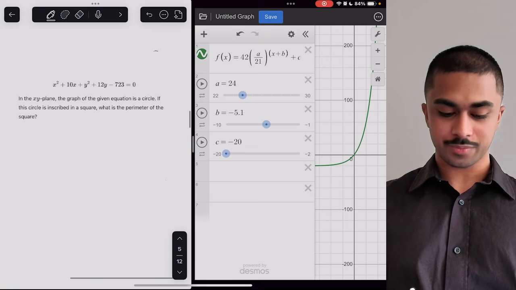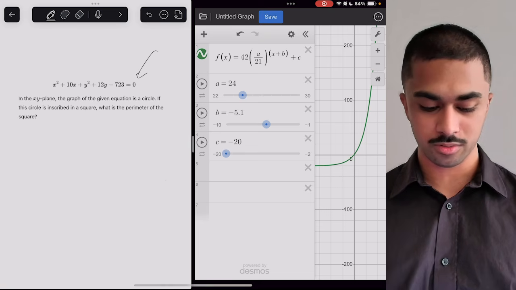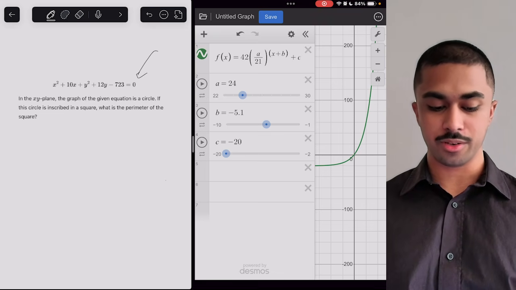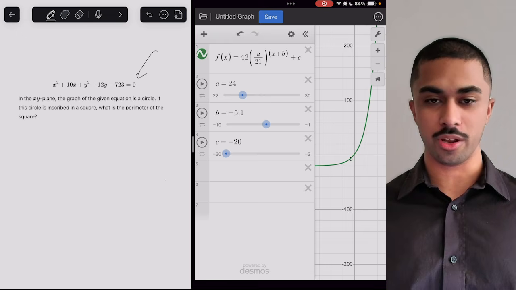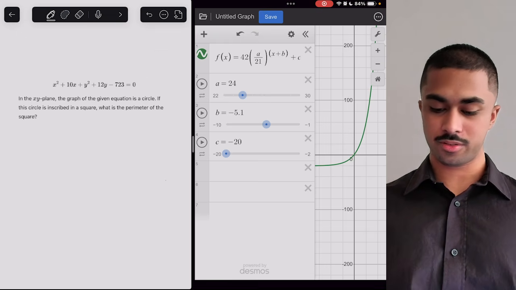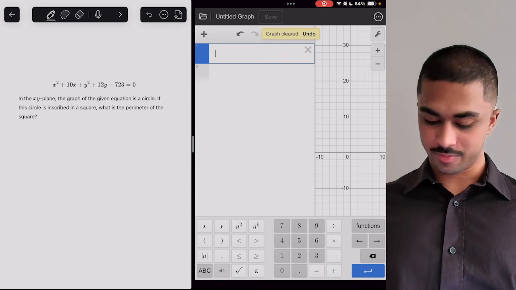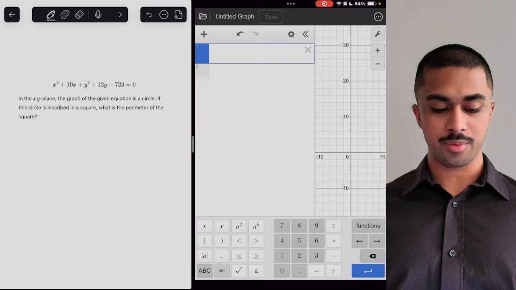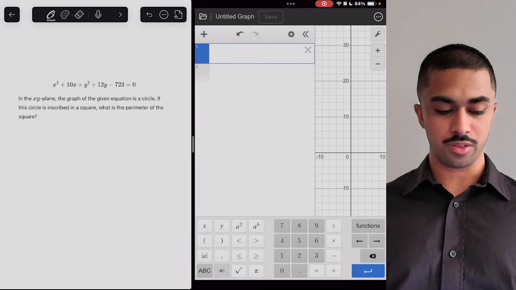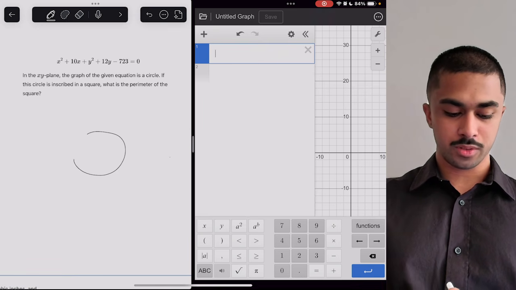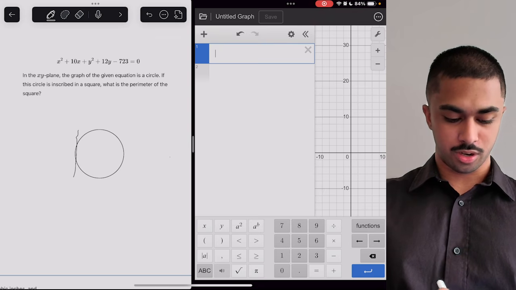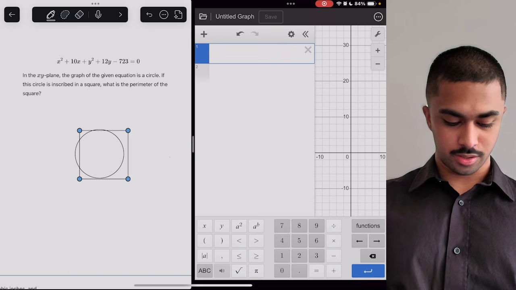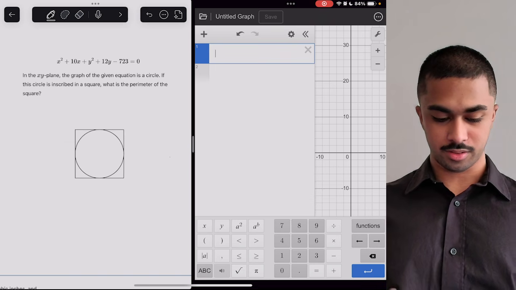All right. Whenever you see an equation of a circle, before we even start reading the question, you should jump in joy because these are just free points. I'm serious. In the xy plane, the graph of the given equation is a circle. If this circle is inscribed in a square, what is the perimeter of the square? Okay, well, let's draw a circle and then let's draw a square. Okay, I think that should be, there we go, perfect.